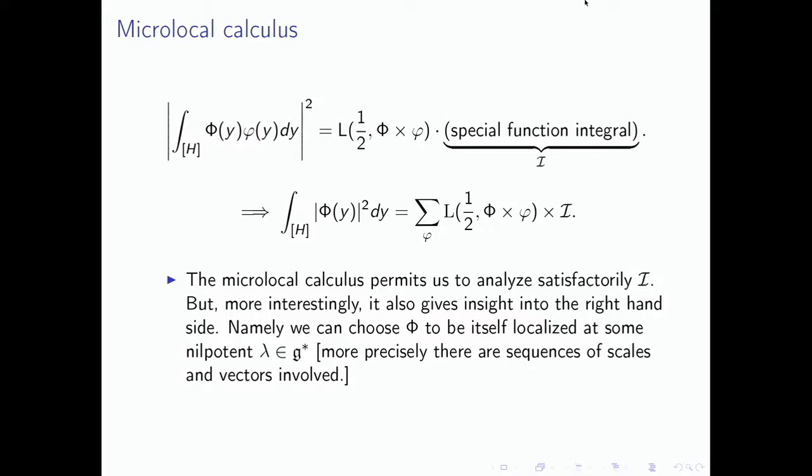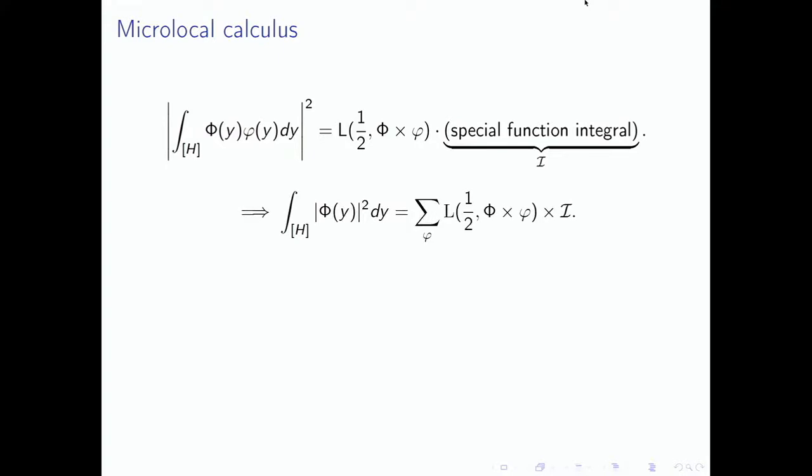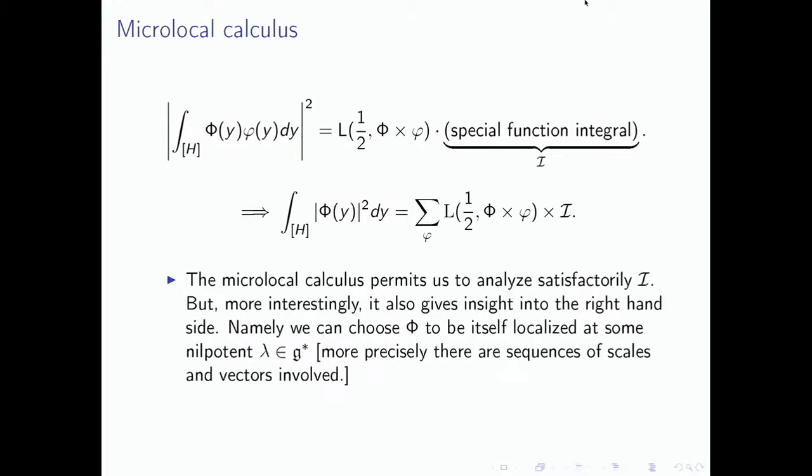All right, so what we're going to do is choose capital phi. I have freedom to choose it, so I'm going to choose it to be a localized vector. Okay, so it's an approximate eigenvector localized at some point indexed by some element in the dual Lie algebra.